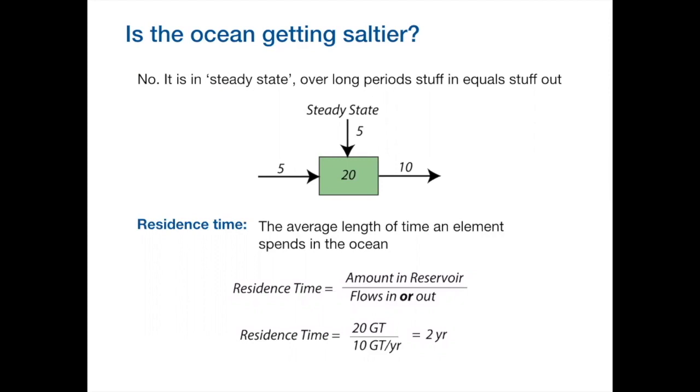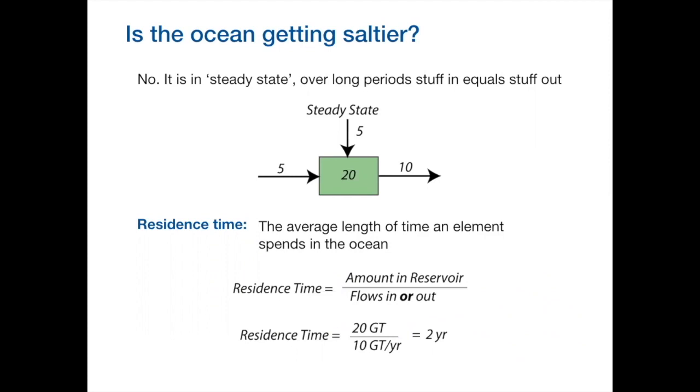So in this figure here, you can see that there's a reservoir with 20 gigatons, let's say, of carbon, and then there's 2 inputs, each with 5 gigatons per year, and an output of 10 gigatons per year. So it's in steady state. The amount going in is equaling the amount coming out.